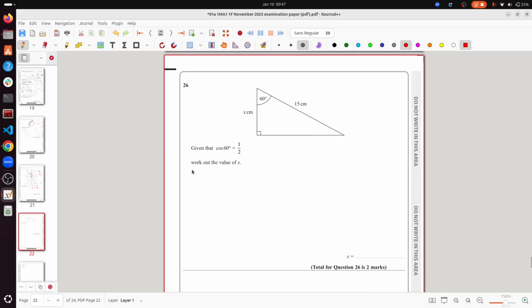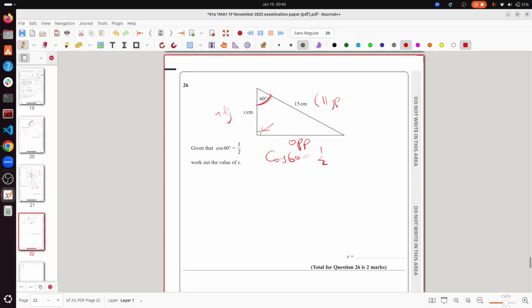Let's have this number 26. It says given that cos 60 is equal to a half, what is the value of x? So they want us to find the value of x. So we have this angle, this side is my opposite because it is opposite to the given angle, and this is my hypotenuse because it's the longest side and it's opposite the right angle, and this side is going to be my adjacent.